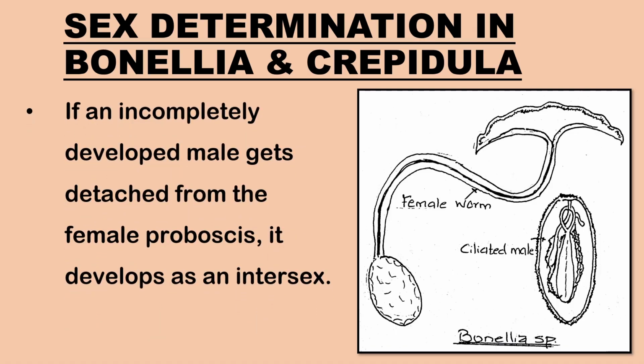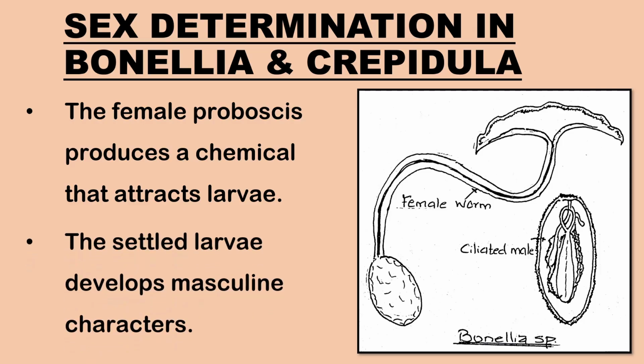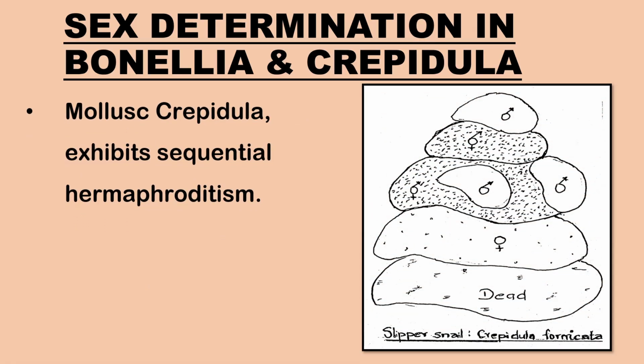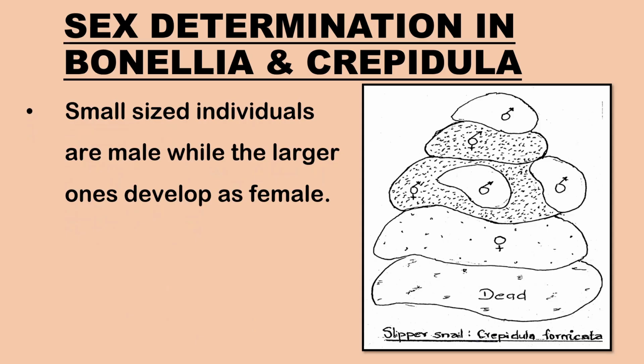If an incompletely developed male gets detached from the proboscis of the female, it develops as an intersex. It is evident that the female proboscis produces a hormone-like substance or a chemical signal that attracts the larvae, and the larvae develop masculine characters. In the mollusk Crepidula, sequential hermaphroditism is exhibited. Sex determination is linked to age and size. Small-sized individuals become male and the larger ones become female.